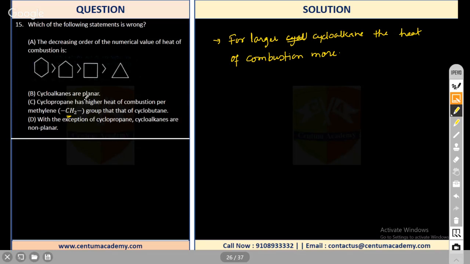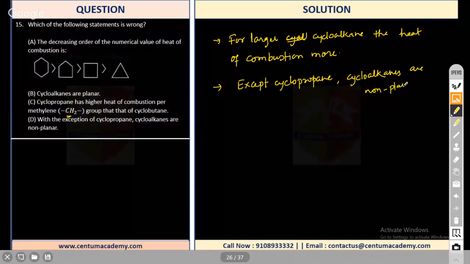Okay, now cycloalkanes, the planarity of that. If you see in cycloalkane, except cyclopropane, this you must remember, except cyclopropane, cycloalkanes are non-planar. Generally higher cycloalkanes are non-planar, right? But cyclopropane is planar. Okay, this you must remember. This is again one information I am giving you. Cyclopropane is planar and all other cycloalkanes are non-planar. Generally higher cycloalkanes are non-planar only. So we cannot say cycloalkanes are planar. So this is the right answer for this question, right?